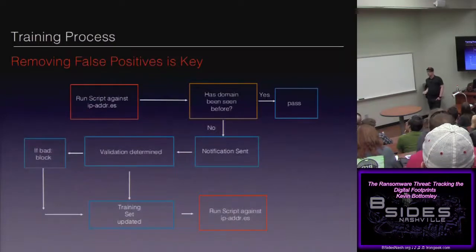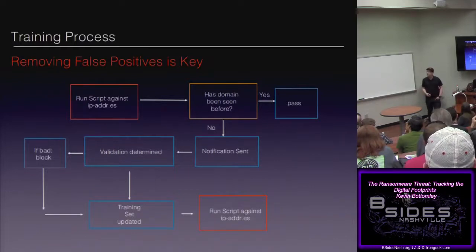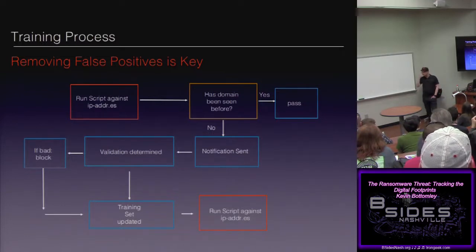Essentially, we had a script that ran against the IP address, and we asked: have we seen this before, or have we not? If we hadn't seen it before, we would get a notification to the analyst team that there were new domains in. Then we would validate by looking at the traffic to see if it was legit, or by trying to find the actual binary on the system. And if it was bad, we would block it.